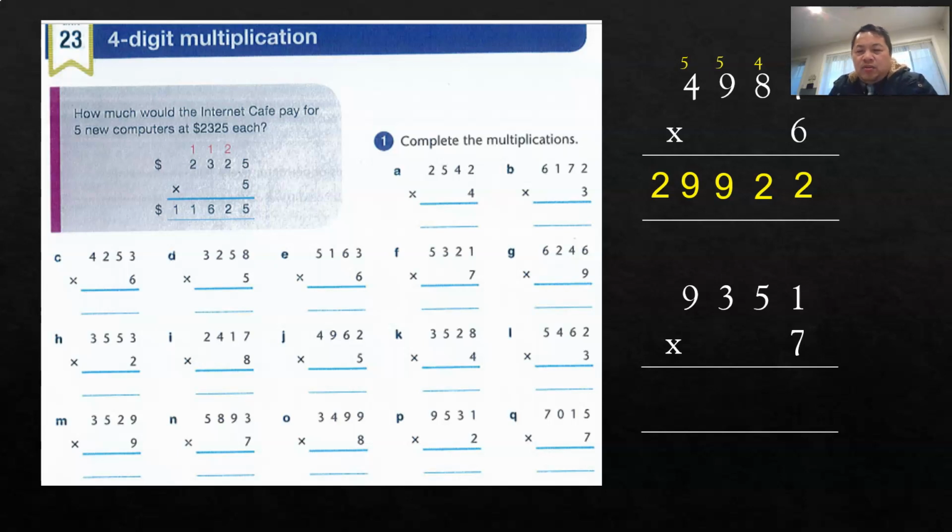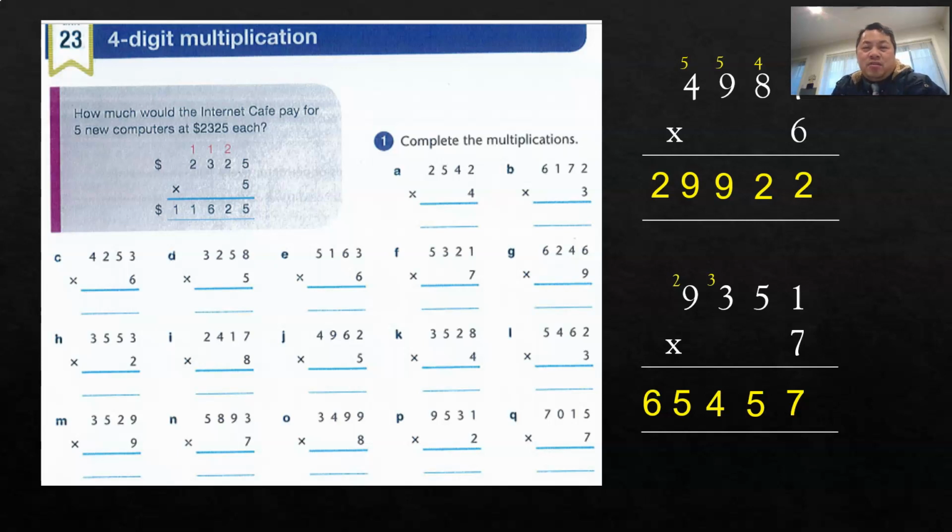Okay, great. So to solve this problem, once with 7, so 1 times 7 is 7. The tens, 5 times 7, you get 35. You bring the hundreds over. You get 3 times 7 is 21. 21 plus 3 is 24. You bring the thousands over. 9 times 7 is 63. 63 plus 2 is 65. So the answer is 65,457.